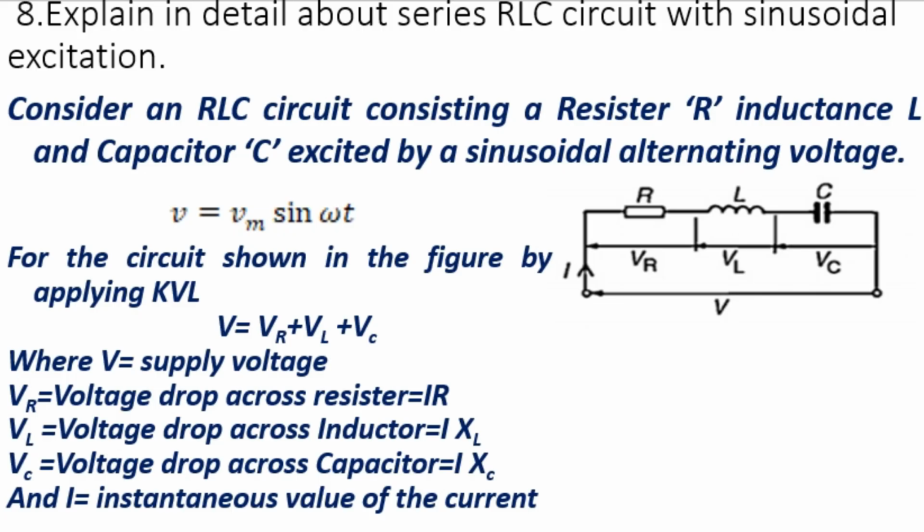Explain in detail about RLC circuit with sinusoidal excitation. Consider an RLC series circuit consisting of resistor R, inductor L, and capacitor C, excited by a sinusoidal alternating voltage V equals Vm sin omega t. For the circuit shown in the figure, by applying KVL, we can write V equals VR plus VL plus VC, where V is the supply voltage and VR is the voltage drop across resistor, which equals IR, and VL is the voltage drop across inductor, which equals I into XL, and VC is the voltage drop across capacitor, equals I into Xc, and I is the instantaneous value of current.